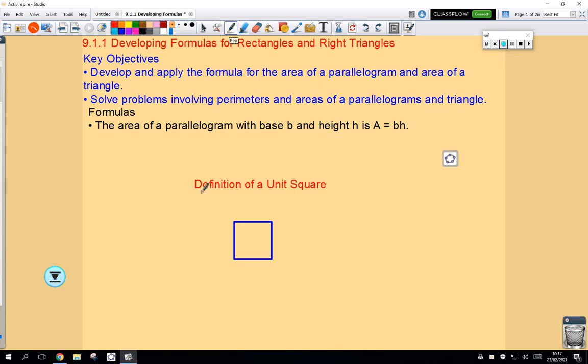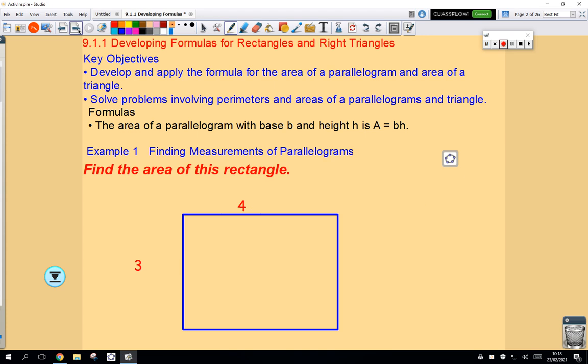The first thing is just the definition of what we call a unit square. A unit square is just a square with a side of length 1 unit. Okay? The area of this is said to be 1 unit squared. So that's just a unit square. It's a side of length 1 unit.